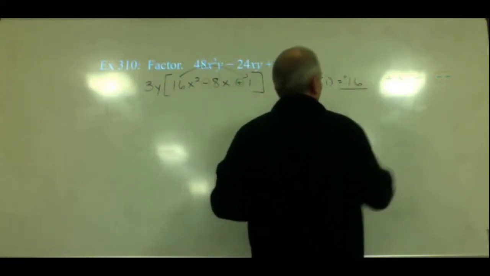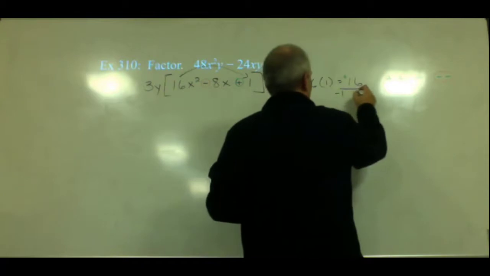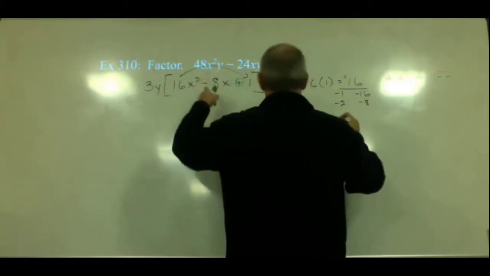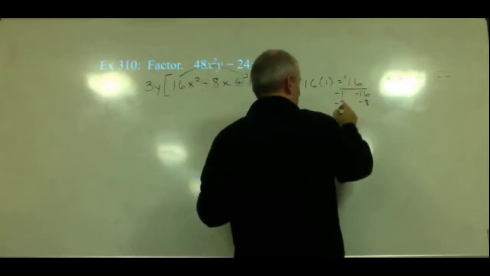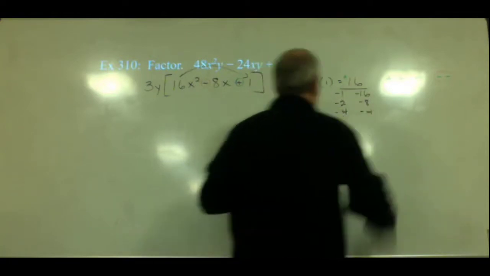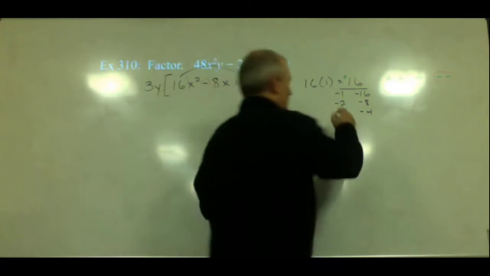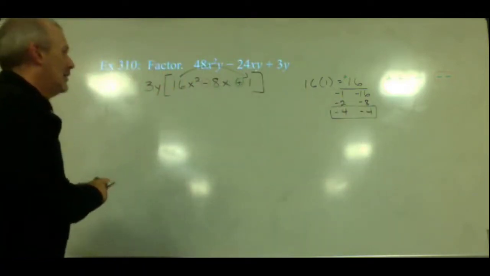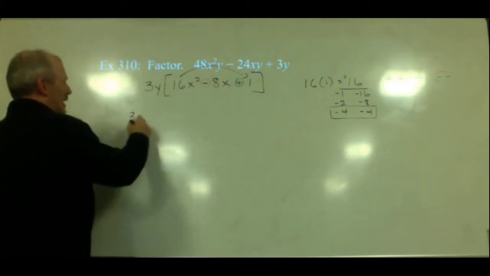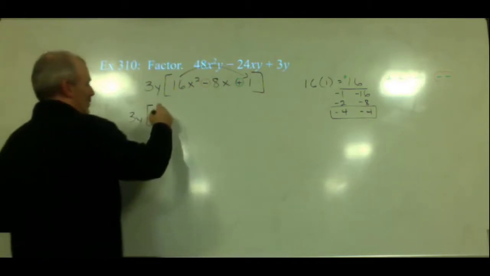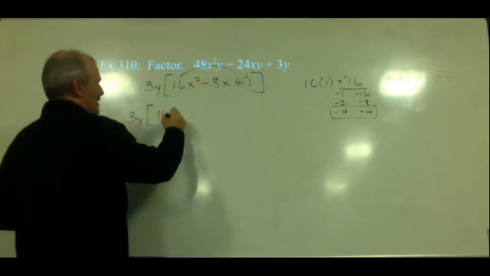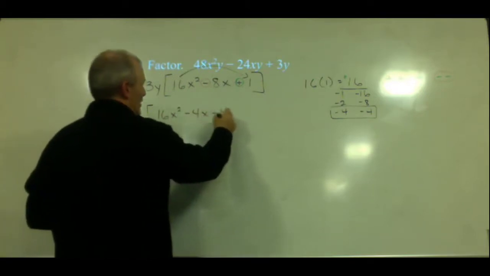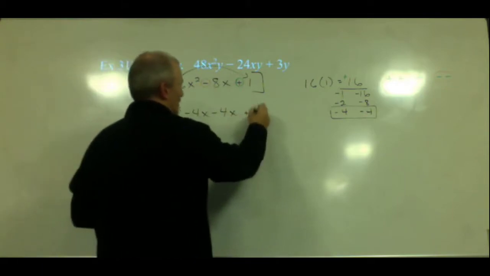Okay, so both negative, -1 and -16 doesn't work. -2 and -8. Closer, but doesn't work. 3 won't divide into 16. -4, -4. That's the winner, right? So then remember, we leave this 3y on the outside, and we're going to replace the -8x in the middle with a -4x and another -4x, and then +1.